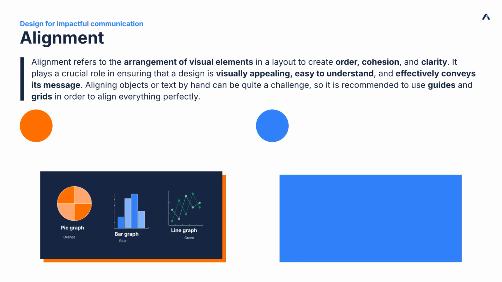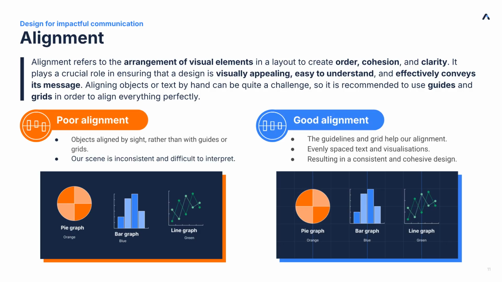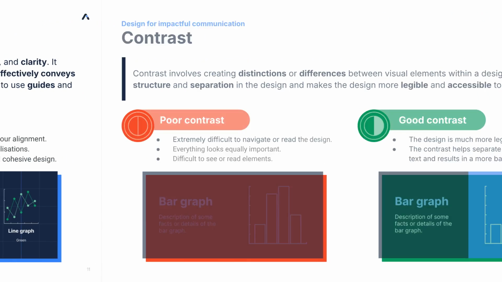Alignment arranges visual elements for order, cohesion, and clarity. Using guides and grids ensures a consistent and cohesive design. Poor alignment, done by sight, results in inconsistency and difficulty in interpretation.